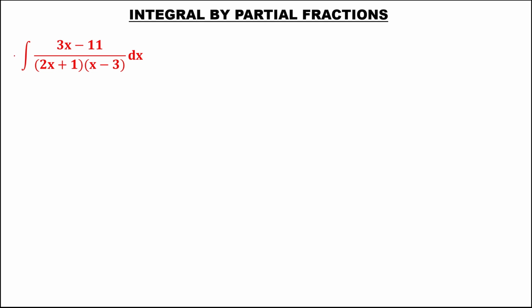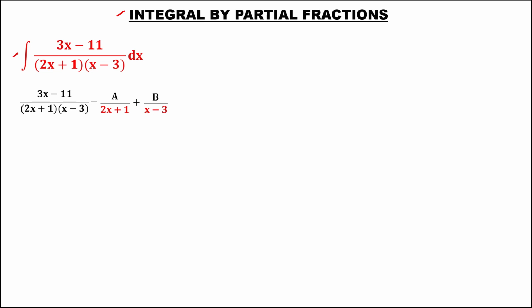So to evaluate this integral using partial fractions, first we need to separate this denominator. So that's A over 2x plus 1, plus B over x minus 3. Then in the numerator, we assign a variable: A for the first denominator and B for the second denominator.